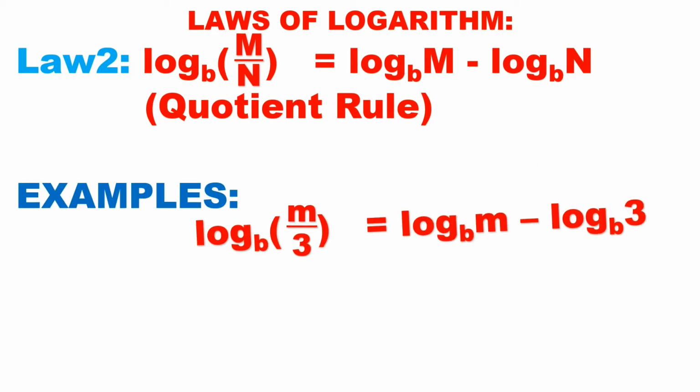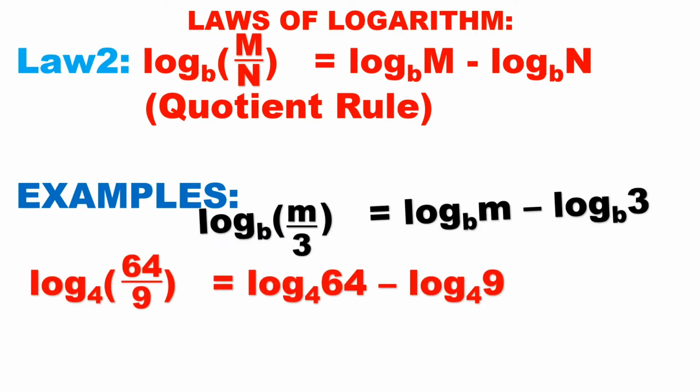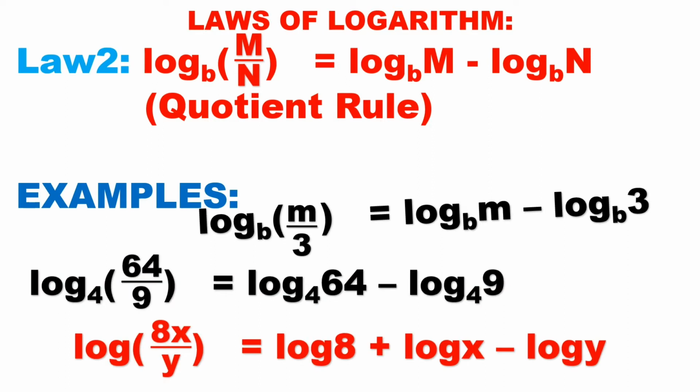Examples: log of m over 3 with base b equals log of m with base b minus log of 3 with base b. Another, log of 64 over 9 with base 4 equals log of 64 with base 4 minus log of 9 with base 4. Third, log of 8x all over y equals log of 8 plus log of x minus log of y. This is a combination of law number 1 and law number 2.